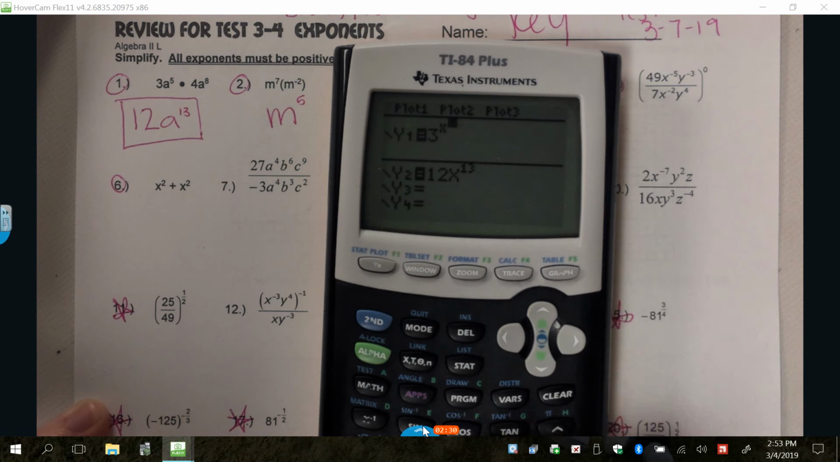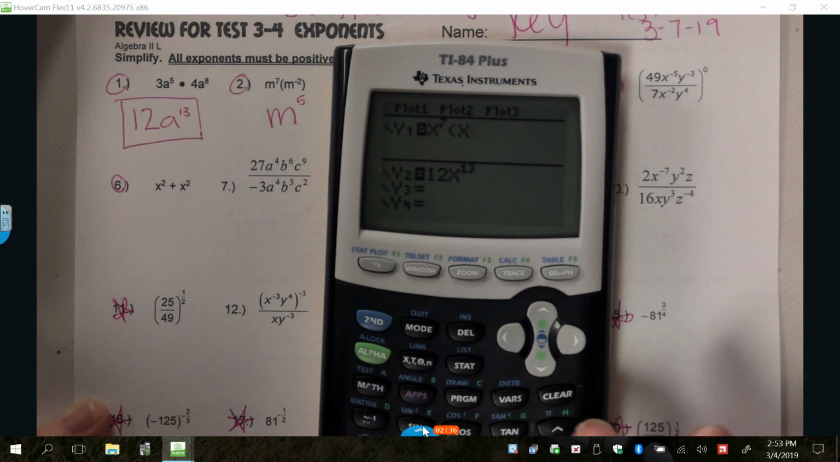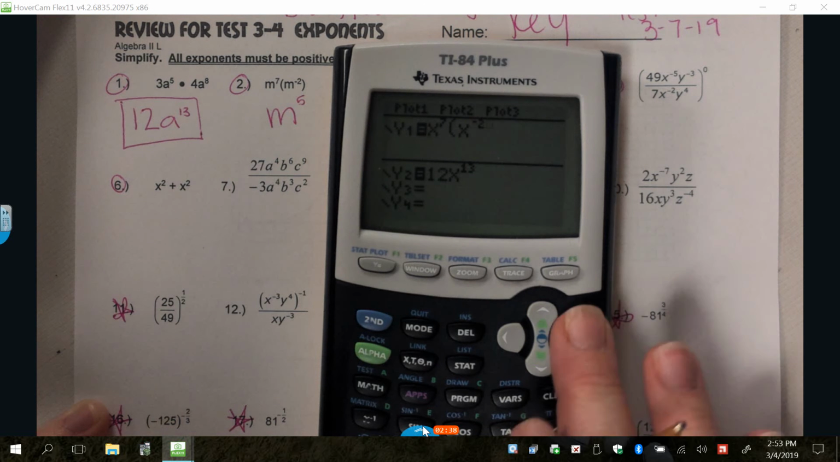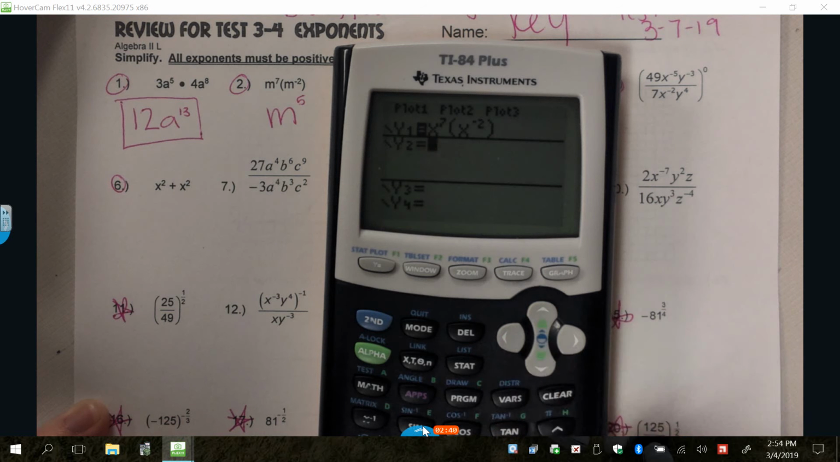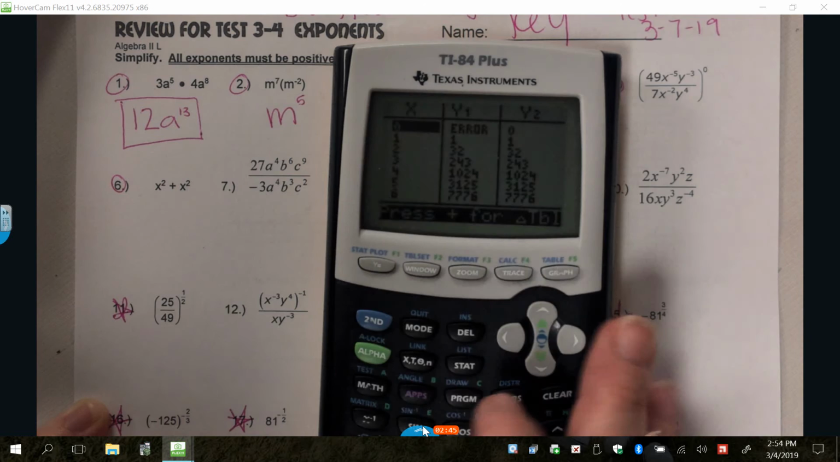x to the 7th power times x to the negative 2nd power, and we're saying the answer is x to the 5th power. Everything matches, so there is my answer.